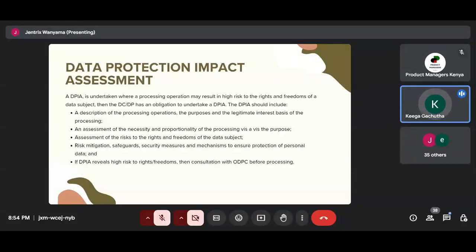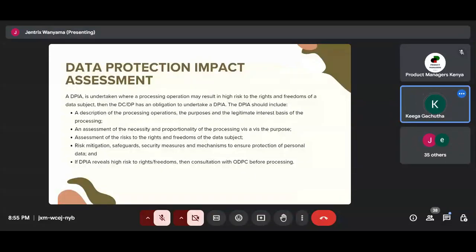I had begun canvassing on some of the nuances of the data protection impact assessment, and I believe we now have a clear understanding of what that is. But maybe I'm going to mention two things. The first is that when you're performing the data protection impact assessment, there are a few considerations that you need to have, including risk mitigation, the safeguards that you're going to implement, as well as security measures and mechanisms to ensure the protection of personal information.